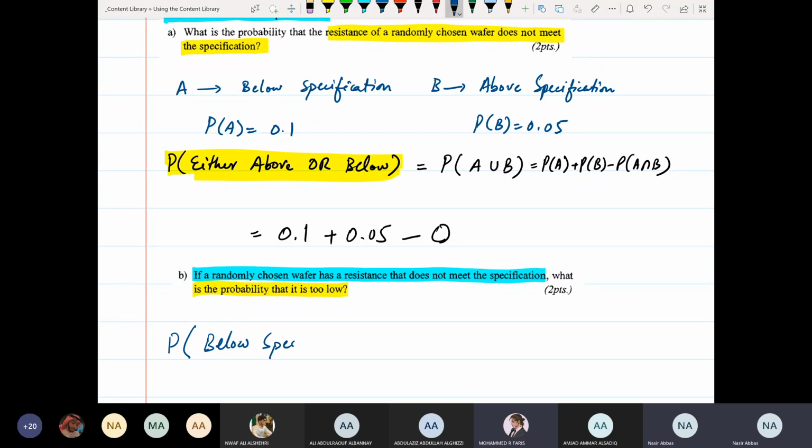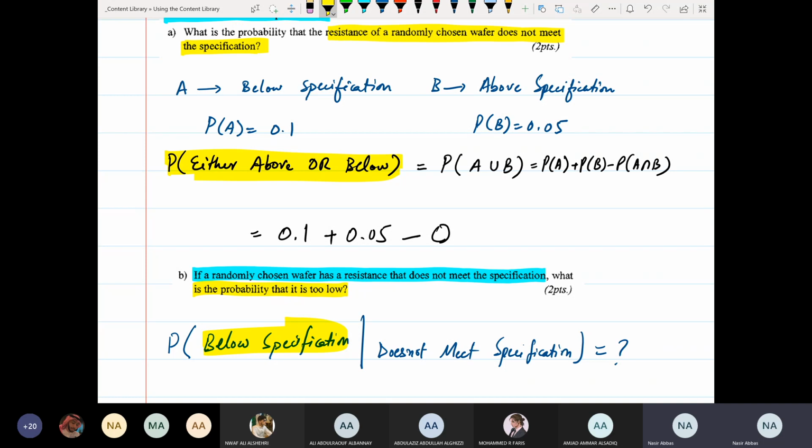Below specification, given does not meet specification. This is the question. That means this is required, and this is given, does not meet specification. Who can tell me what is this probability in terms of the events we just defined?